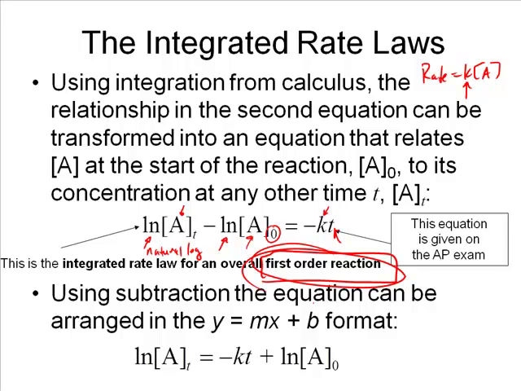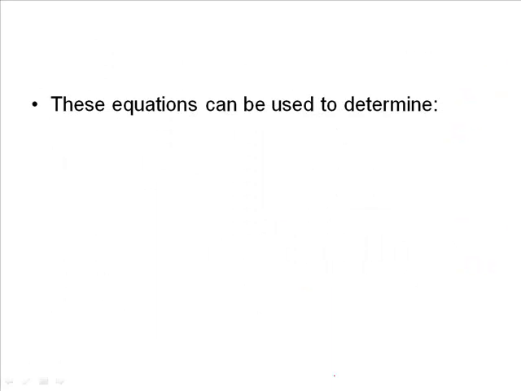Okay, if we arrange that a little bit and move things around, we can get the y equals mx plus b format, where this is y, this is mx, and this would be b. If we remember correctly, that m is the slope of the graph. So if we're asked about the slope of a graph, the slope is equal to negative k, where that right there is the m. And then b is the y-intercept, so your y-intercept is the natural log of A at time 0.